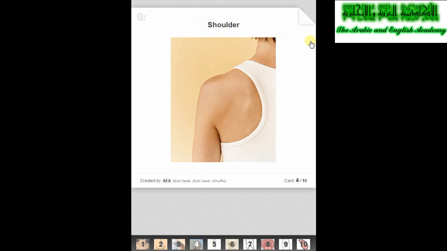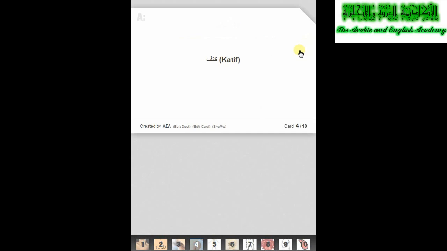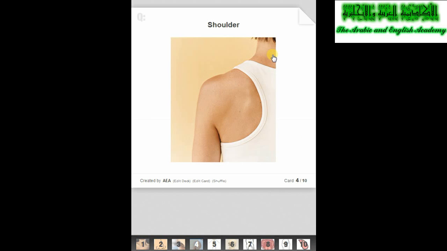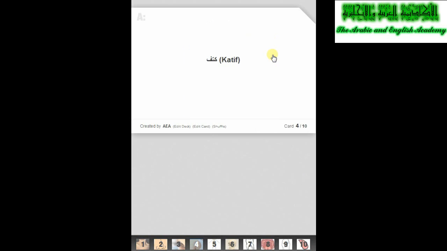Next word we have is shoulder, and shoulder in Arabic is katif. Katif. Shoulder. Shoulder. Katif.